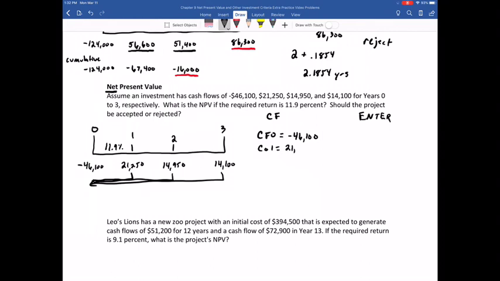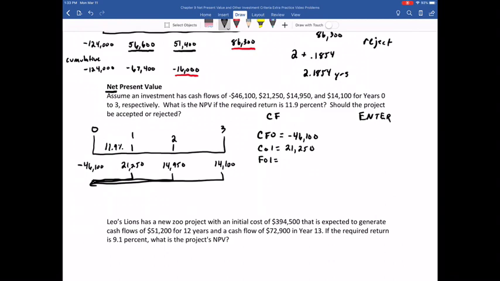In our case, it is $21,250. Once again, you have to hit enter in order to store your value. When I push down, you see F01. The F stands for the frequency of that cash flow. So how many times does that cash flow occur consecutively?